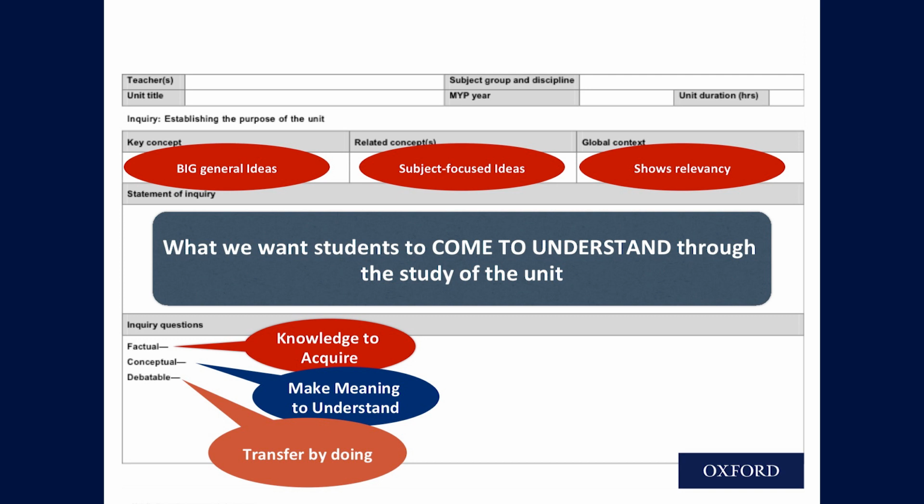We put it in a context to give students some relevancy. We write a statement of inquiry, which is really a generalization. It's usually true, mostly true. And then we ask factual questions, which is acquisition. What do you need to know? The conceptual is the meaning making. What do we want you to understand?